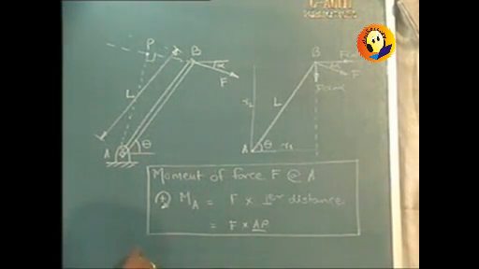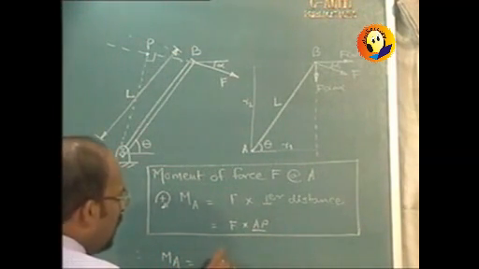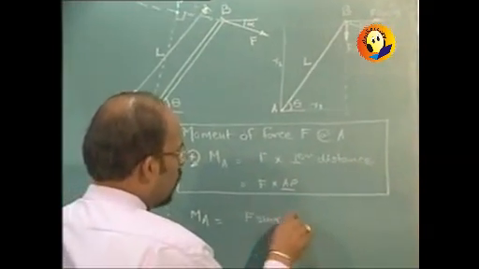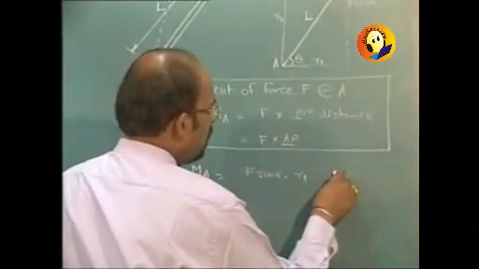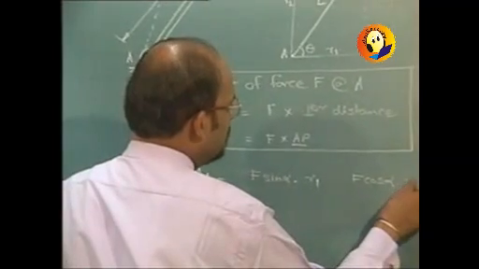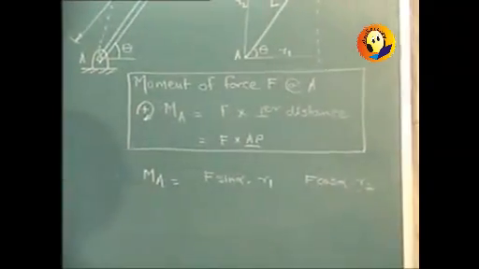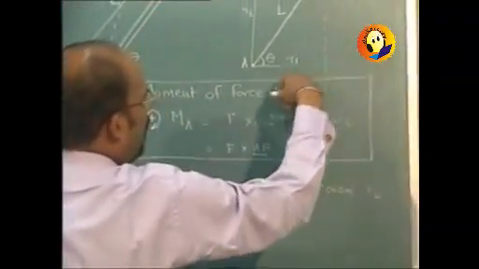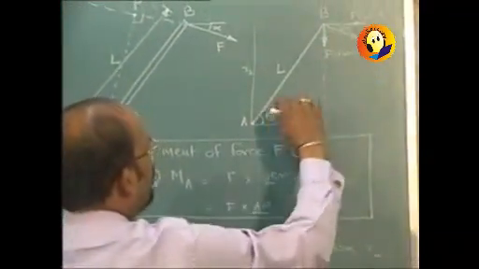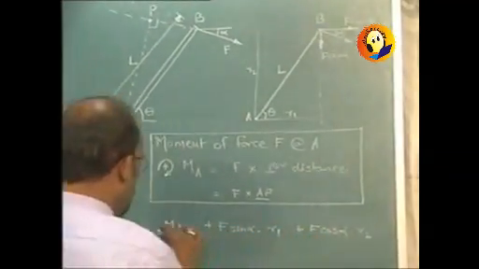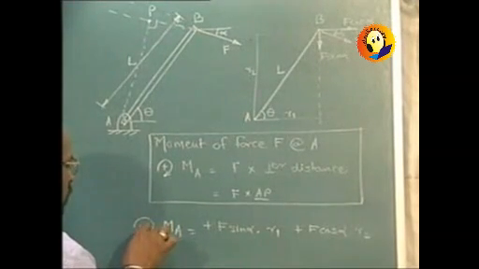And so moment about A will be vertical force F sin alpha into horizontal distance R1, and the horizontal force F cos alpha into the vertical distance R2. Now we can check that the direction of the moment of F sin alpha is going to produce a clockwise moment, and so is F cos alpha. So both of them are positive. Our consideration is again the same one, clockwise positive.